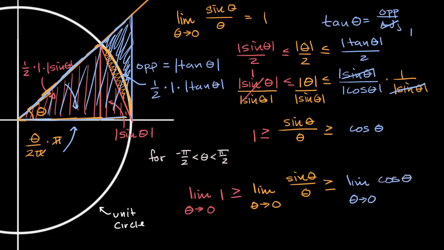Now this is clearly going to be just equal to 1. This is what we care about. And this, what's the limit as theta approaches 0 of cosine of theta? Well, cosine of 0 is just 1, and it's a continuous function. So this is just going to be 1. So let's see. This limit is going to be less than or equal to 1, and it's going to be greater than or equal to 1. So this must be equal to 1. And we are done.